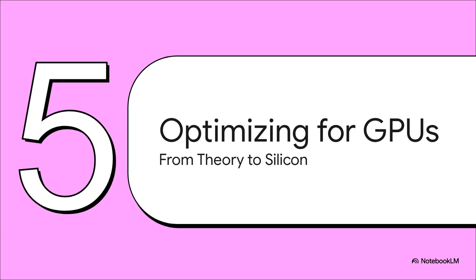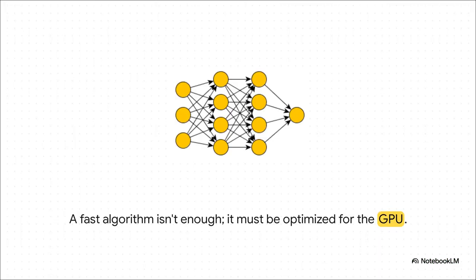Okay, so we've got this incredible theory. But how does it actually connect to the real world of deep learning and the hardware that powers it all? Modern GPUs. See, inside a modern neural network, these convolutions aren't just happening once. They are happening millions, maybe billions of times. So having a fast algorithm on paper just isn't enough. It has to be absolutely blazing fast on the actual silicon that's doing all the work.